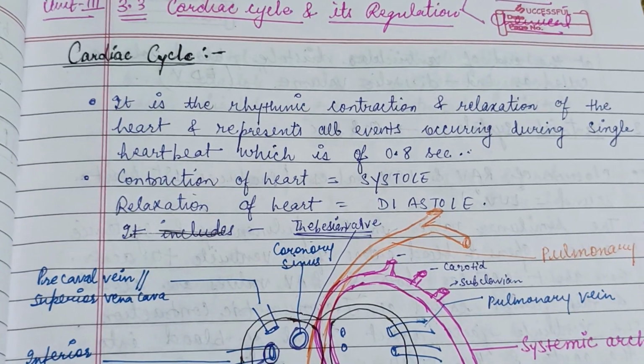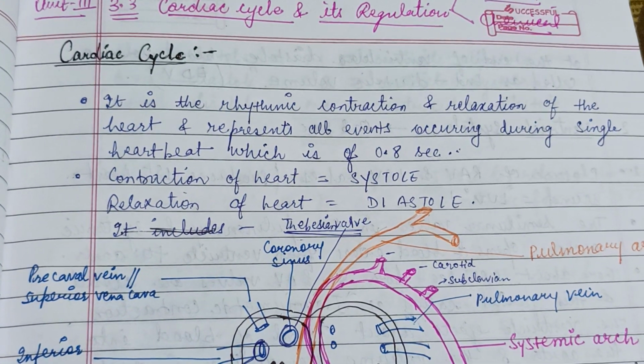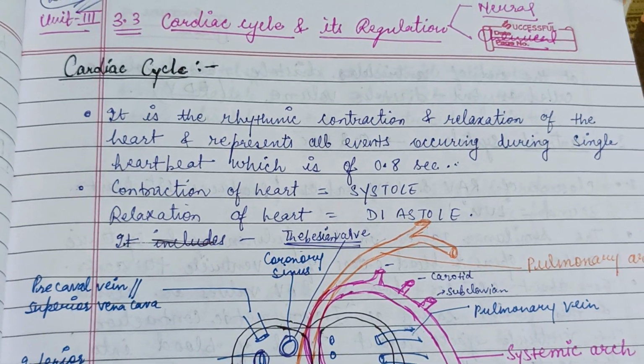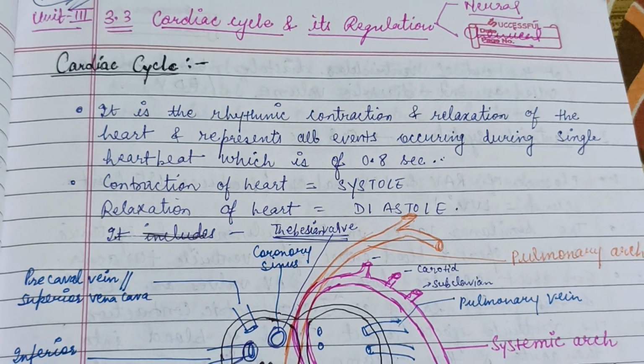Hi. Through this video, we will discuss the cardiac cycle and its regulation, neural and chemical control. It is included in Unit 3, section 3.3 of the Semester 1 syllabus of CC1.